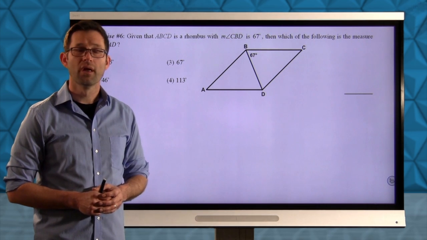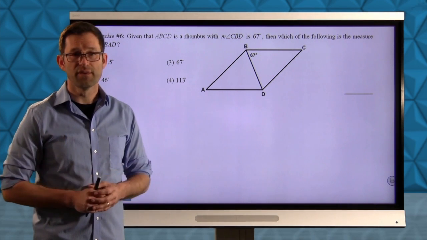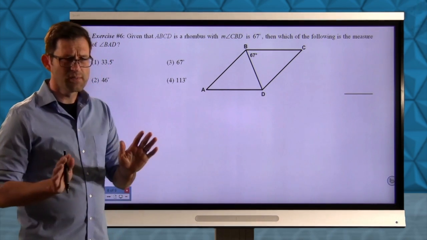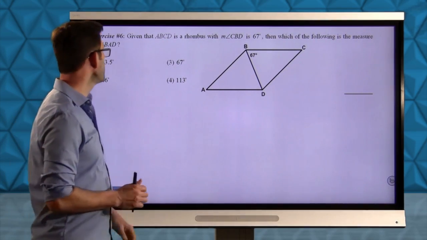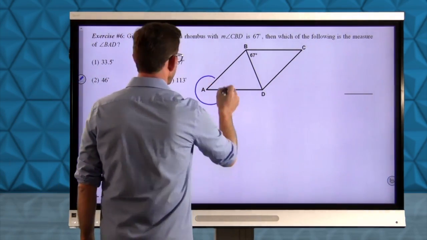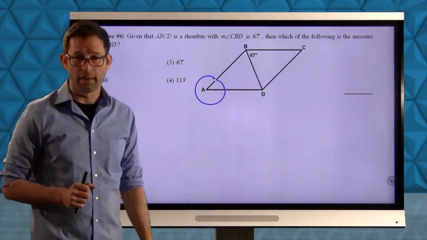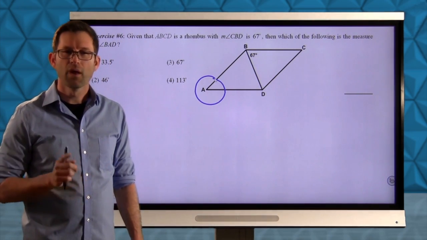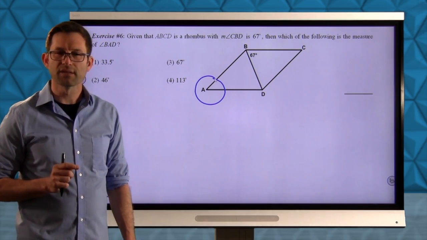All right, let's go through it. There are tons of different ways to do this problem, and it's kind of cool in that sense, right? First, let's make sure we know which angle we're looking for. We're trying to figure out the measure of angle BAD, also known as angle A, okay? That's the one we're looking for. We just have to get over there. So what can we do with that 67?